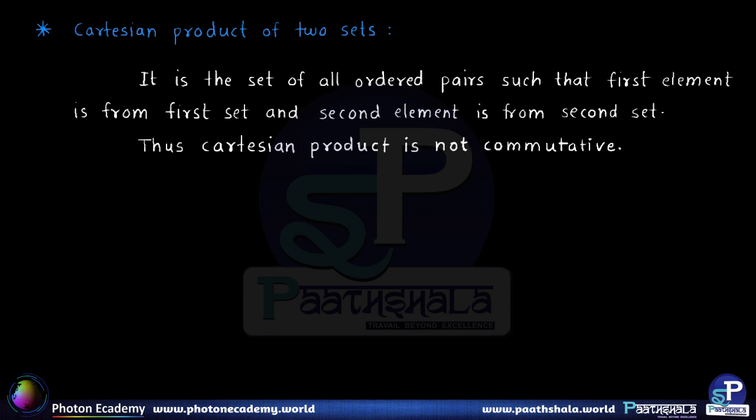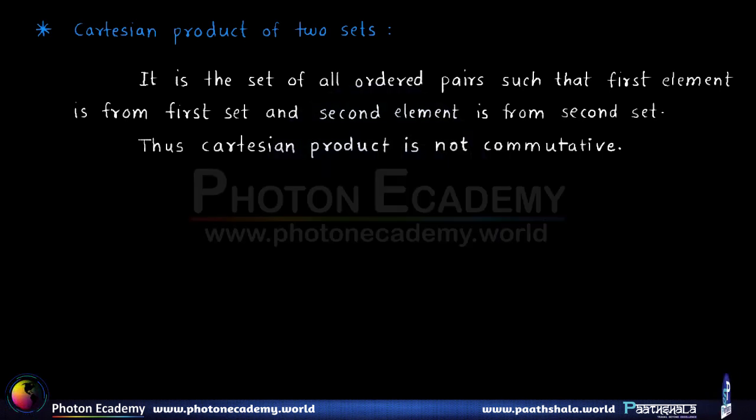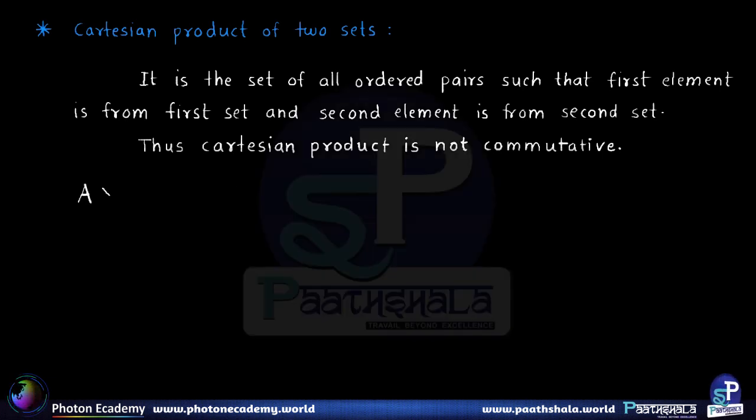Since we have ordered pairs here, we can conclude that the Cartesian product is not commutative, because if we write a different order of the elements in the ordered pairs, it becomes a different set. Therefore it is not commutative. The Cartesian product is denoted by the symbol A cross B. If A and B are two sets, then A cross B indicates the Cartesian product. It's not algebraic multiplication, but just a symbol for the Cartesian product.